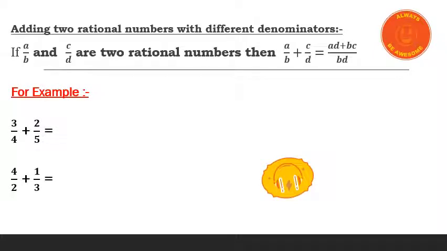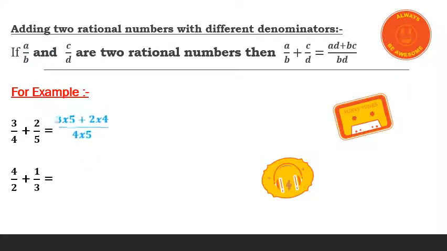For example, 3 over 4 plus 2 over 5. I don't have a common denominator, so I multiply the denominators, 4 by 5, and do the cross multiplication. 3 by 5 plus 2 by 4. 4 by 5 equals 20, and 3 by 5 equals 15, 2 by 4 equals 8, so the result is 23 over 20.